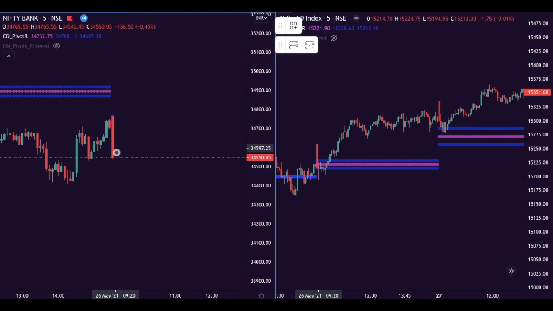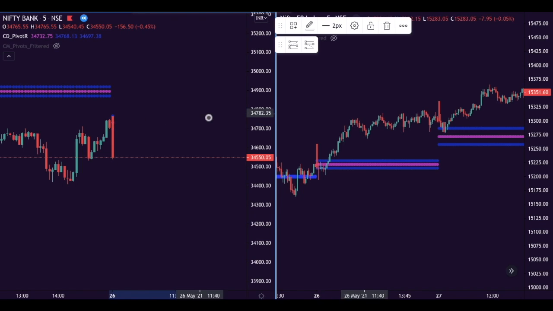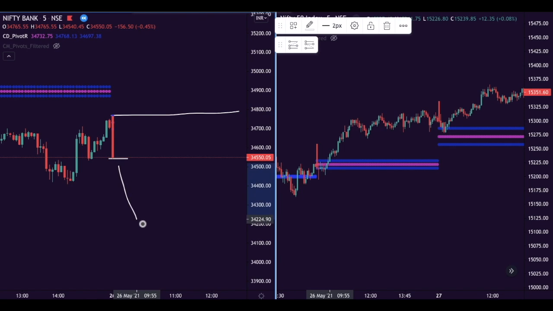Okay, now just look at the Bank Nifty chart. This level was the CPR level. The market broke this level and went down. Right, now looking at this, a lot of people will think the market will go down. So they might enter here, keep their stop loss here or above the CPR level. Okay, now just see what happened.